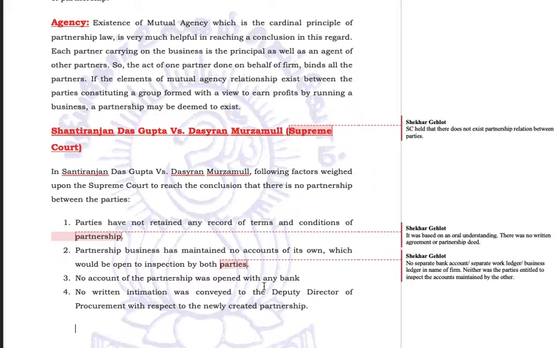They procured something from this deputy director of procurement. This is a government officer. They both acted as a partnership and procured something from the deputy director, but the procurement was made in the individual names. This procurement too was never made in the name of the partnership. Okay.